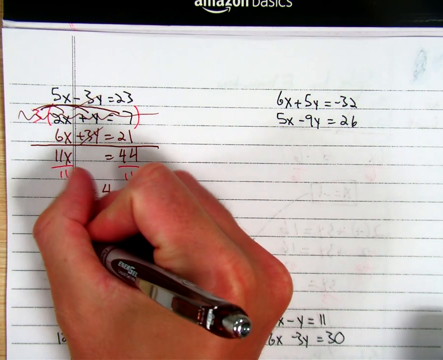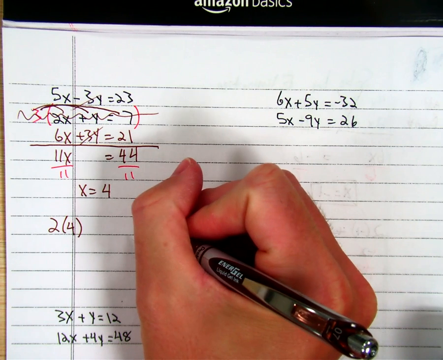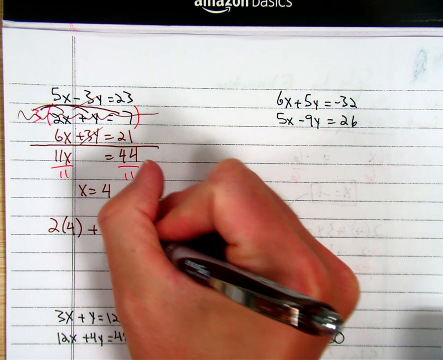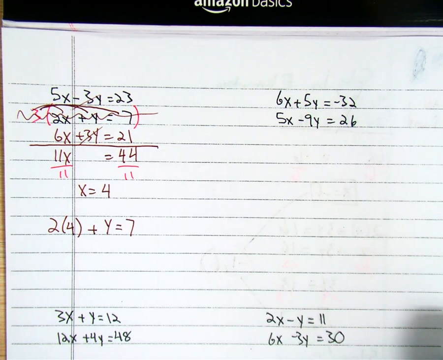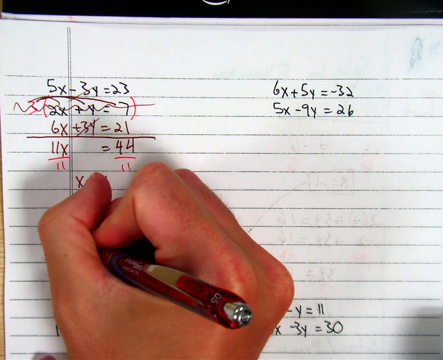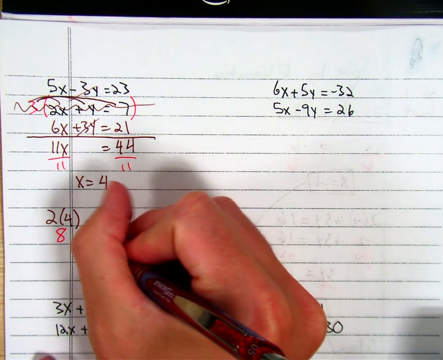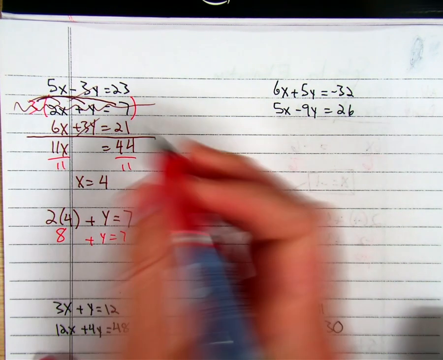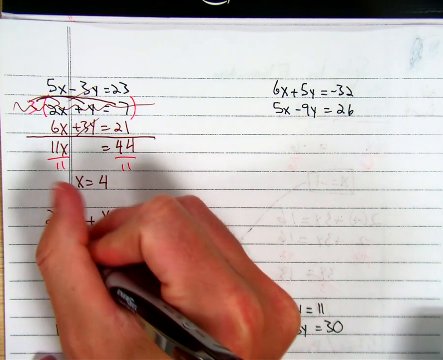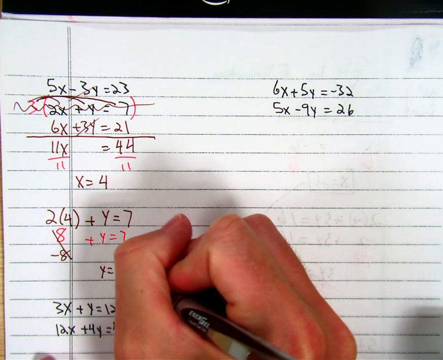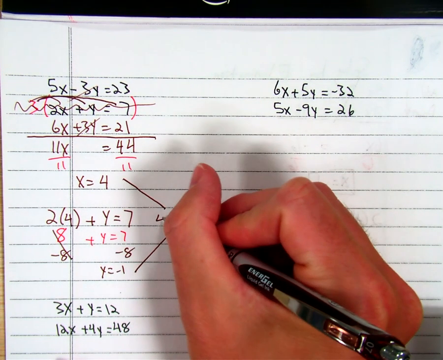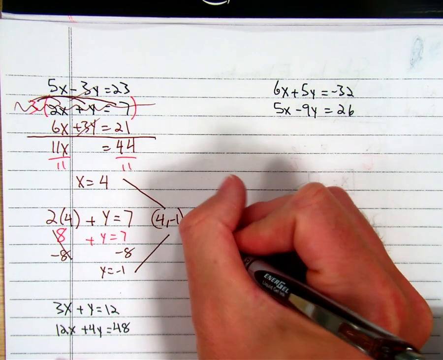So I'm going to go 2 times 4 plus y equals 7. So we should have 8 plus y equals 7. Subtract that 8 over. And we'll put our point together here: 4, comma, negative 1.